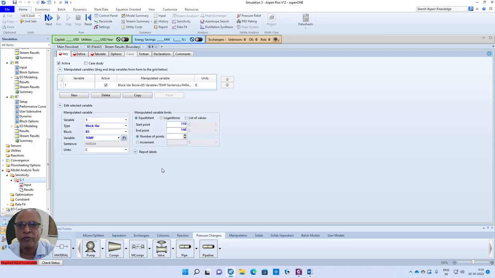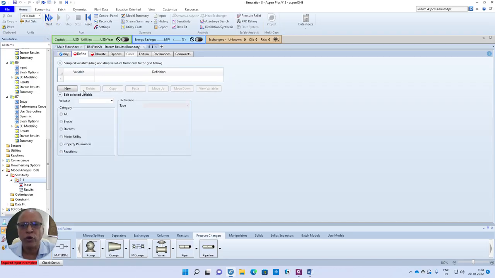In fact, in the case of a sensitivity block, you will be in a position to vary any number of variables, but for convenience, I am only varying one variable. So maybe increments of 5 degrees or whatever you wish, you can specify. So we have defined this vary variable, and what is it that we are trying to observe?